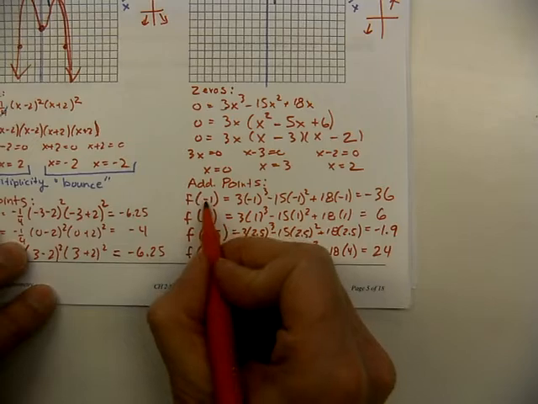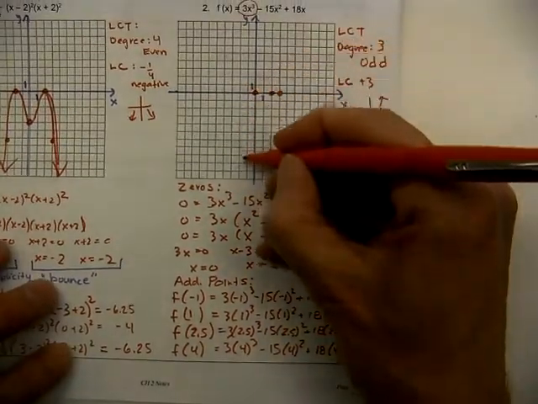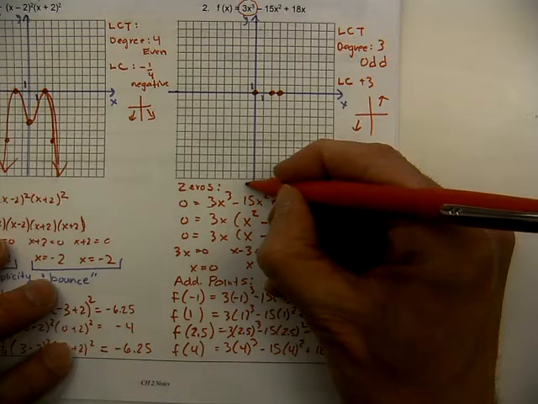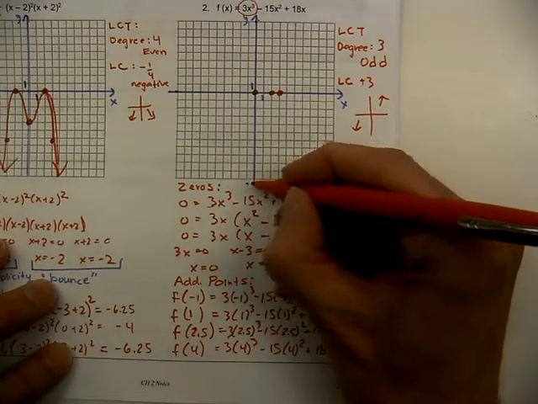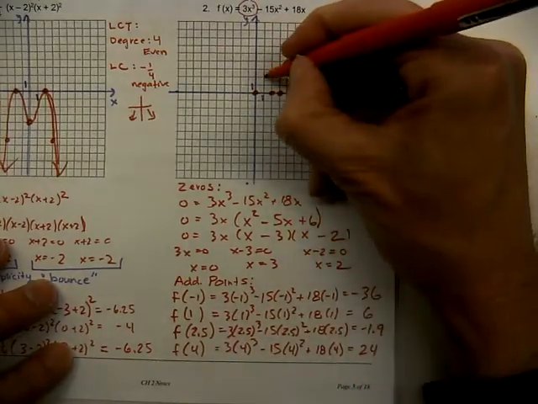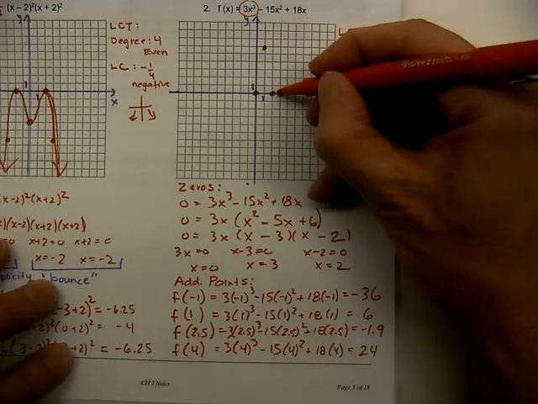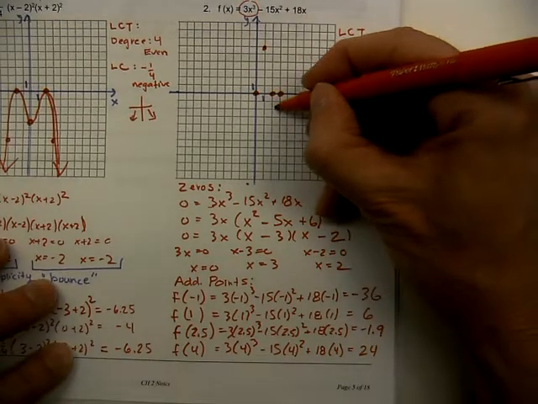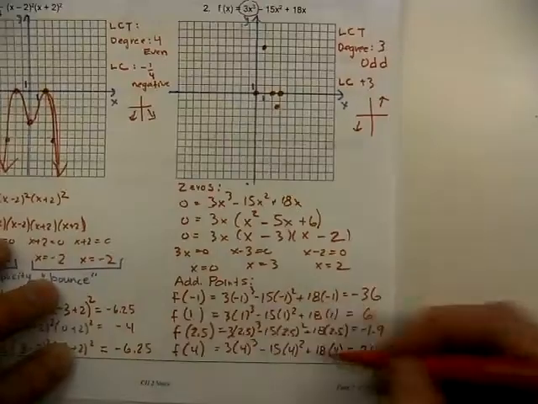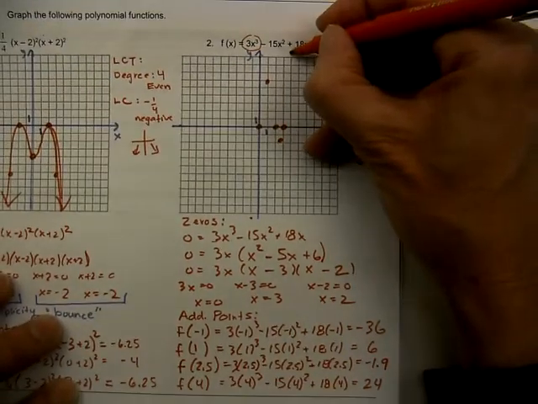So that this first input of negative 1 with an output of negative 36, we're clear off the grid. So I'm just representing a dot here just to kind of say way down there. Next, 1, 6. Next, 2.5, comma, negative 1.9. And lastly, 4, 24. Again, we're off the grid, so I'm just putting a dot right up there at the top.